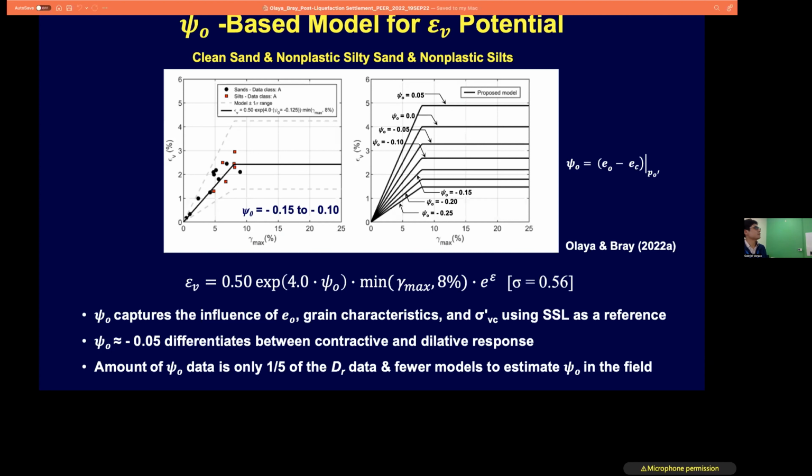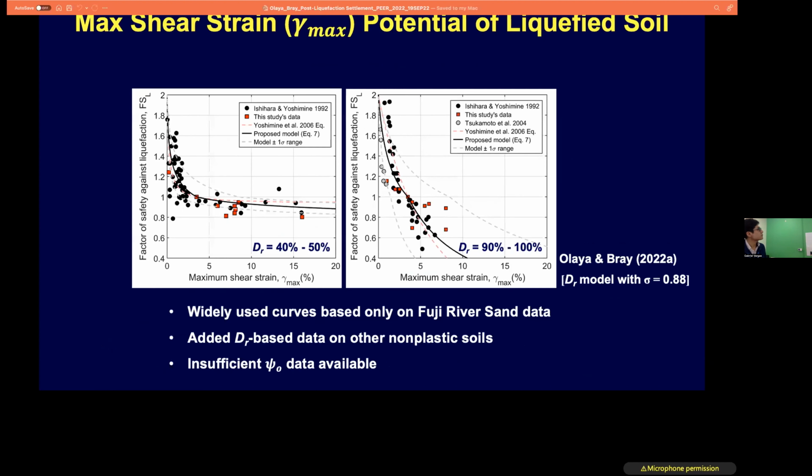You can see as the state parameter gets more positive, more volumetric strain is developed, and that's something that we expected to see. But we also wanted to look at the shear strain potential of soil that liquefies, because this is an important parameter for lateral spreading problems, and because it's an input for our previous models.